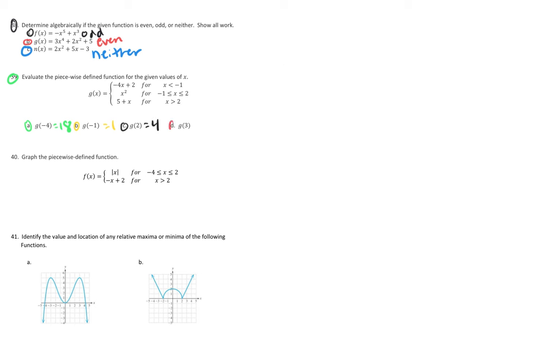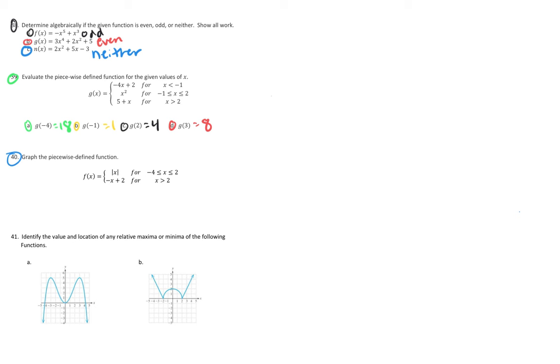And continuing that same process for d, we have g of 3. And 3 is greater than 2, so we know that we're going to be using this 5 plus x function. So we could say 5 plus 3, that's going to be equal to 8, so g of 3 is equal to 8.